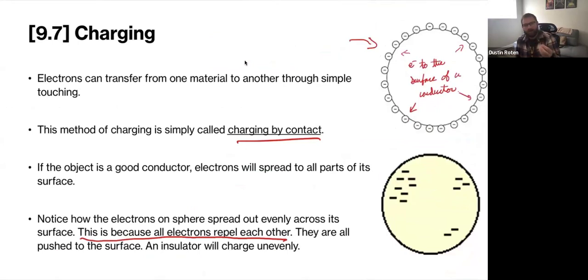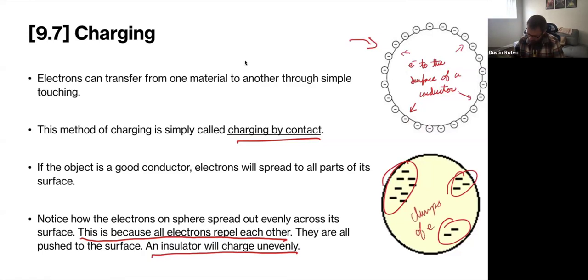Now, if we try to do this to an insulator, it will actually charge unevenly because the electrons, they don't want to move around. So if you start charging an insulator by contact, you sort of get clumps. And that's just because the electrons don't want to move around. So you can only negatively charge little pieces of an insulator.